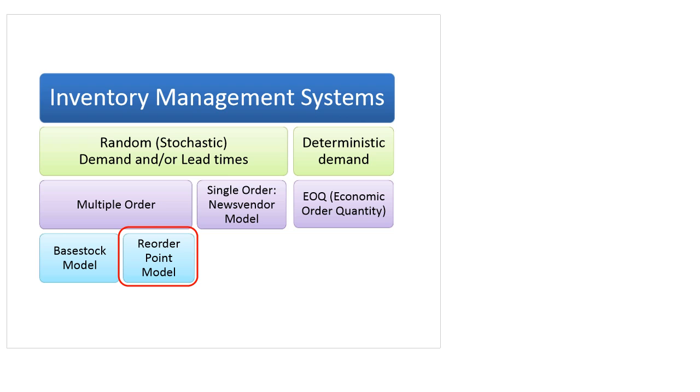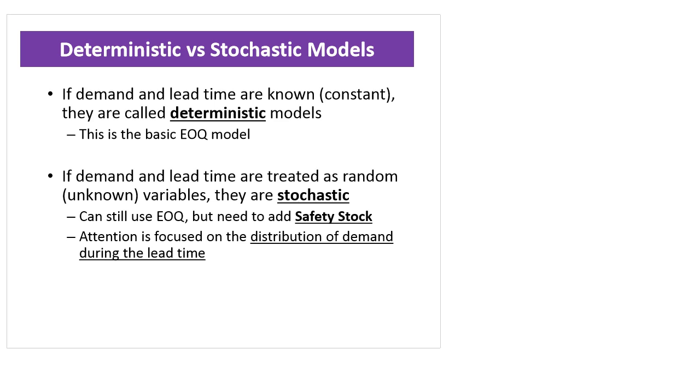Just as a reminder, here's our model of the inventory management systems delineated by random and deterministic demand, and this is our reorder point model. Again, just as a quick review, when demand and lead time are known, they're deterministic, which is the basic EOQ model that we discussed. However, if demand and/or lead time are random, that is, not completely predictable, then they are what we call stochastic models.